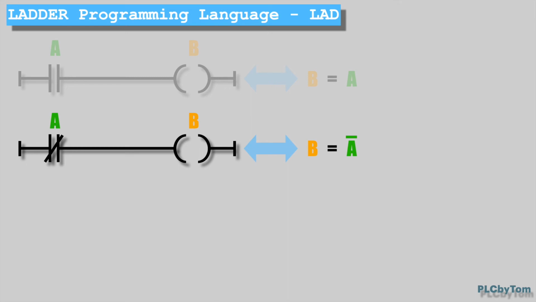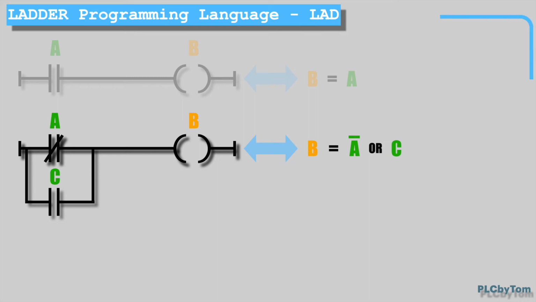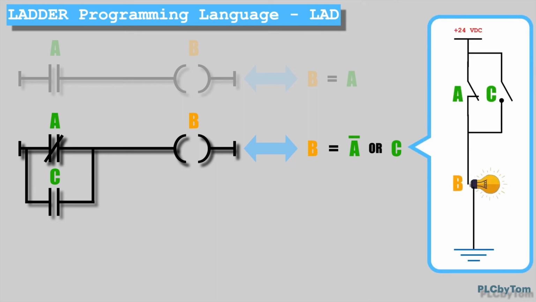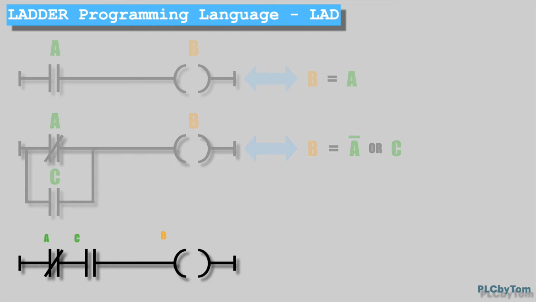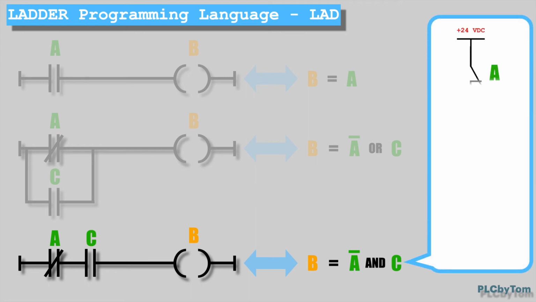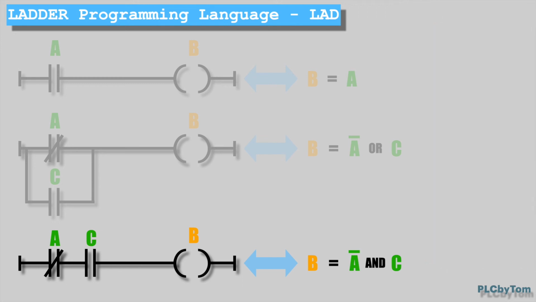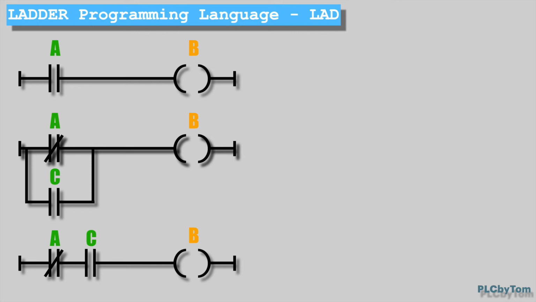Now we can have a look at more complex logic instructions. So below the variable A there is a parallel branch with variable C, which represents logically, OR, instruction. Next, in this example there are two contacts in row that represent logically, AND, instruction. So there are many variations and it is possible to combine many logical instructions to satisfy requirements.